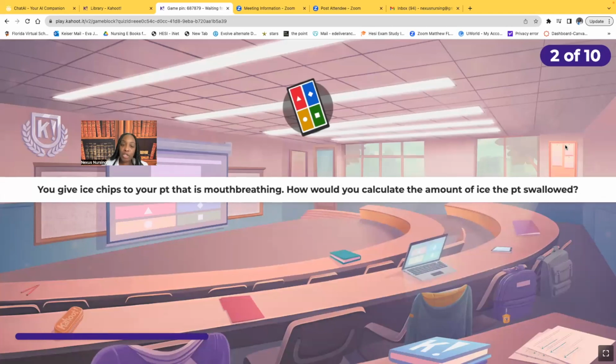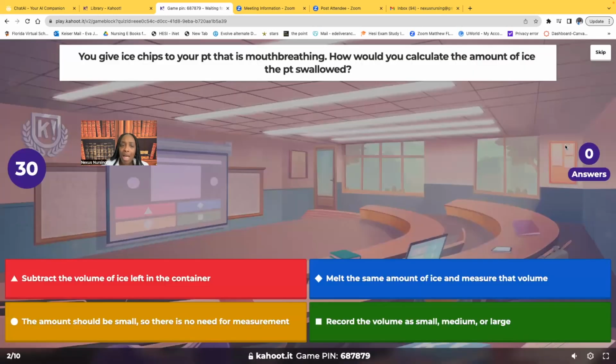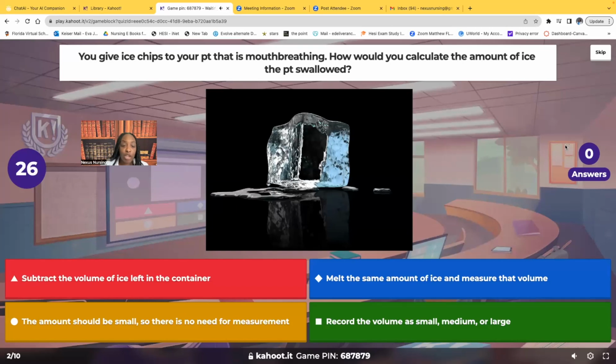You give ice chips to your patient that is mouth breathing. How would you calculate the amount of ice the patient swallowed? Would it be to subtract the volume of ice left in the container? Would it be to melt the same amount of ice and measure that volume? Would it be the amount should be small, so there's no need for measurement? Or record the volume as small, medium, or large?